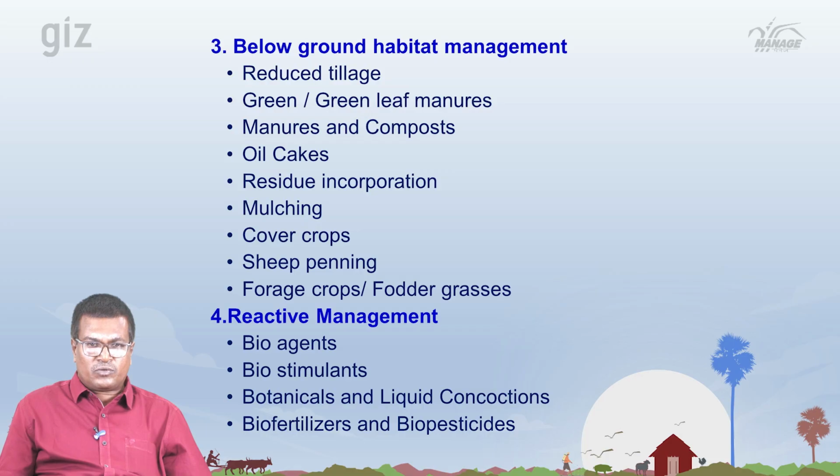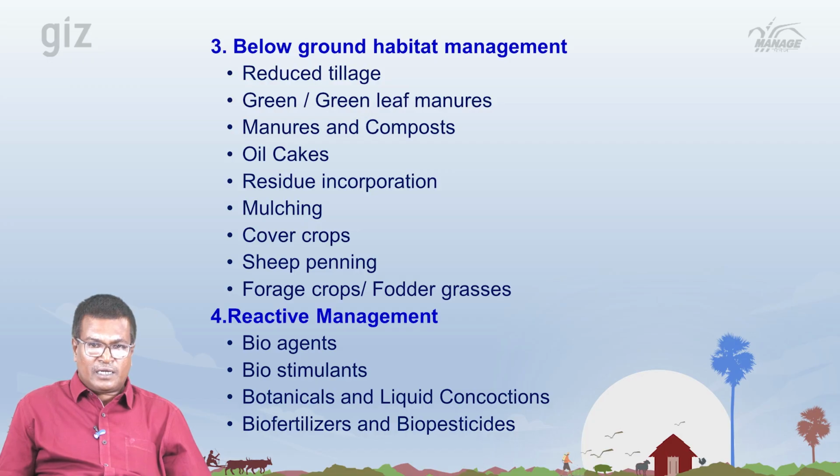So if you come to the below ground habitat management, there also a lot of things are there, like reduced tillage. Tillage is the main culprit for good quality soil. So you have to reduce the tillage, meaning you need to till the soil only whenever it is exclusively needed. You should not till the soil now and then, just for the sake of keeping the soil clean. Then green and green leaf manures, and then manures of composts of different kinds, oil cakes and residue incorporation.